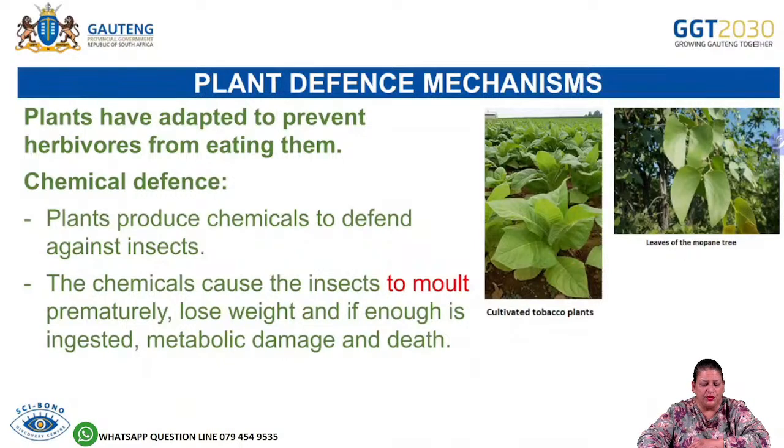We are now going to be looking at plant defense mechanisms. A very simple part which can be easily scored by you, right? It simply means how plants actually defend themselves, just like animals can defend themselves with their hands, with their nails.